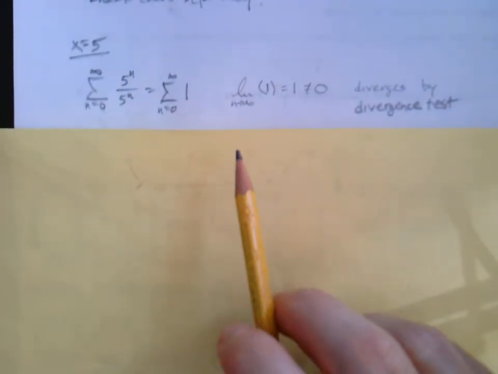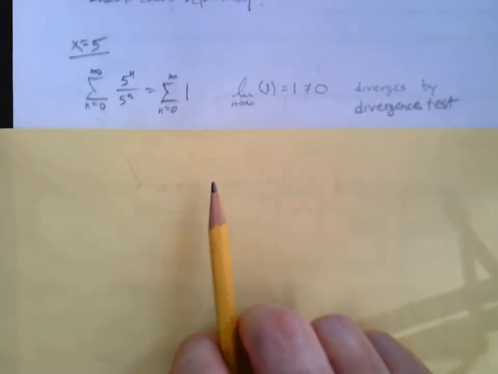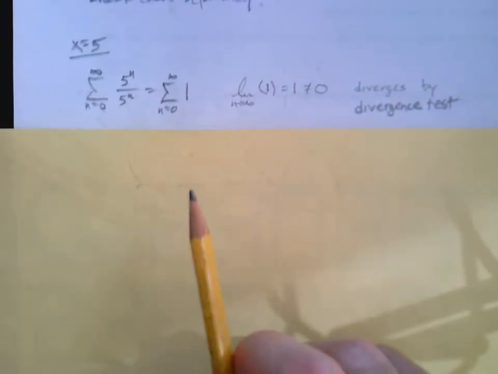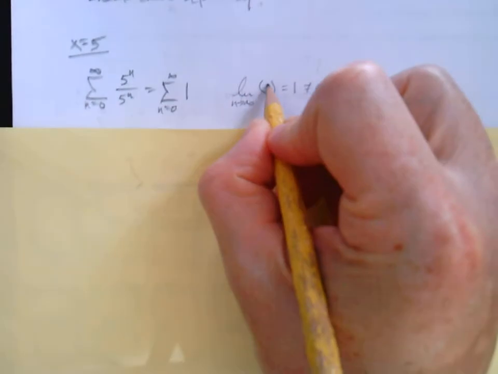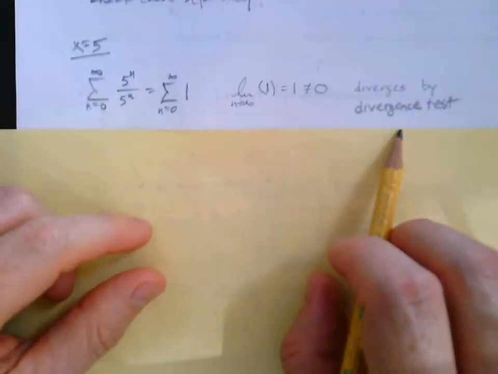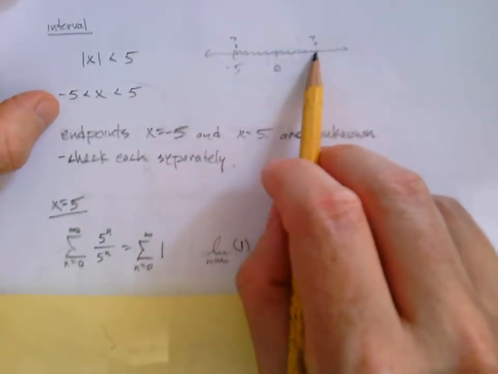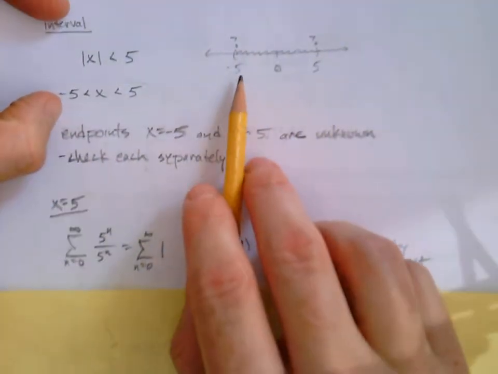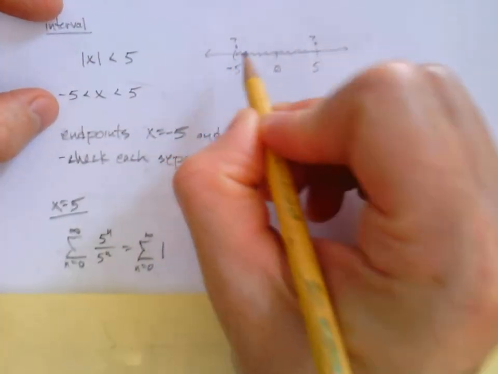As soon as we plug those in, any of those previous tests that we learned could come into play, although we're really going to see themes with a few of them. Divergence test is a good one. So it diverges at 5. Back up here, we know that it does not converge at 5 itself. But what about negative 5? We need to test that on its own.